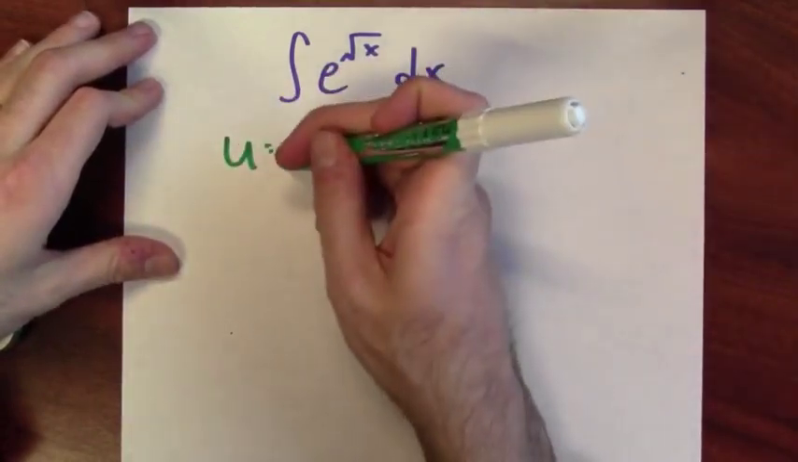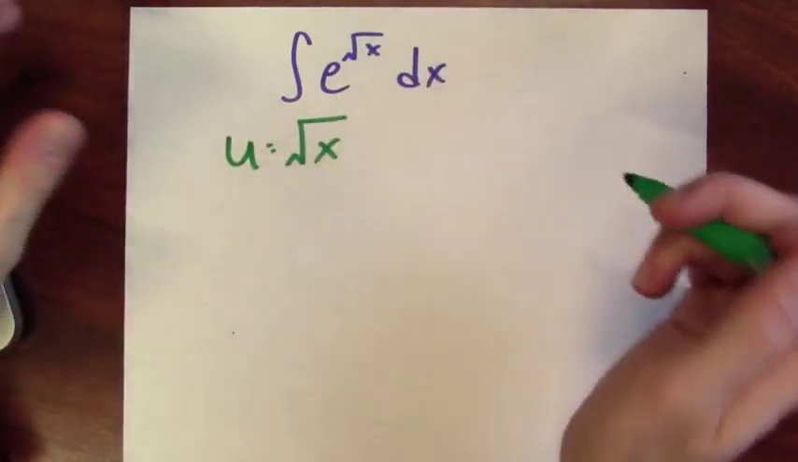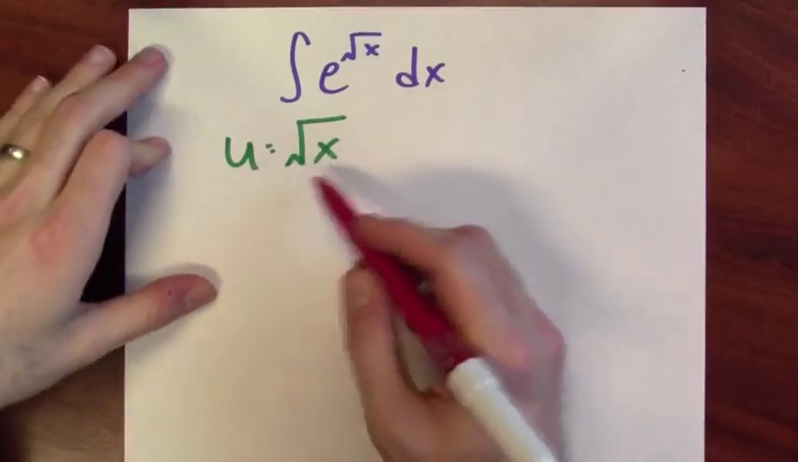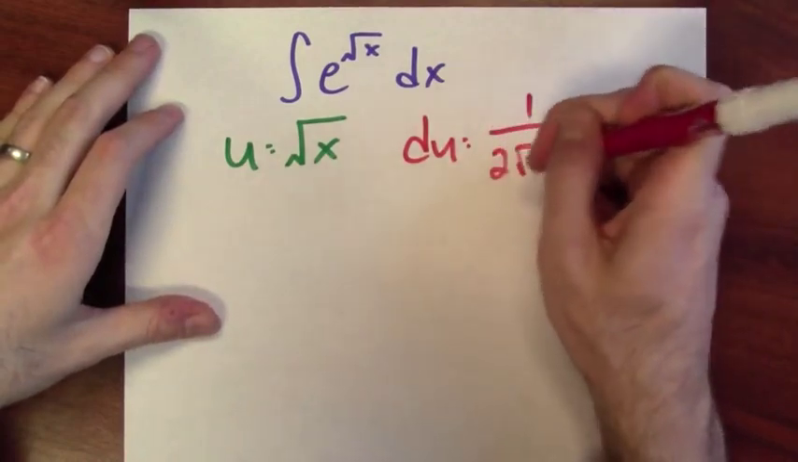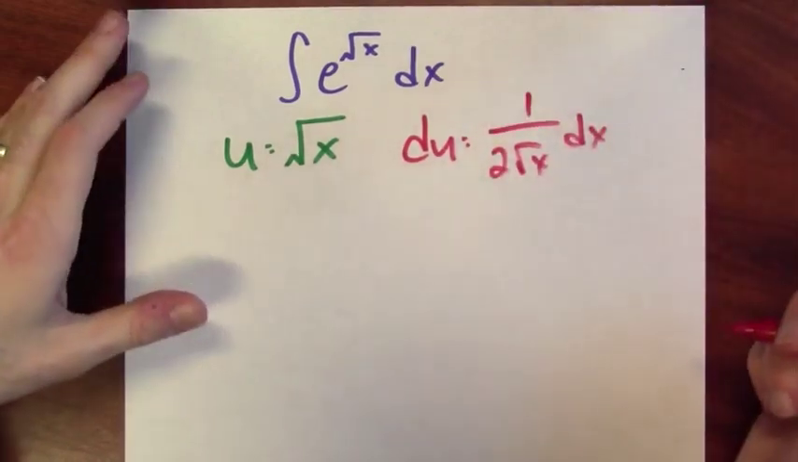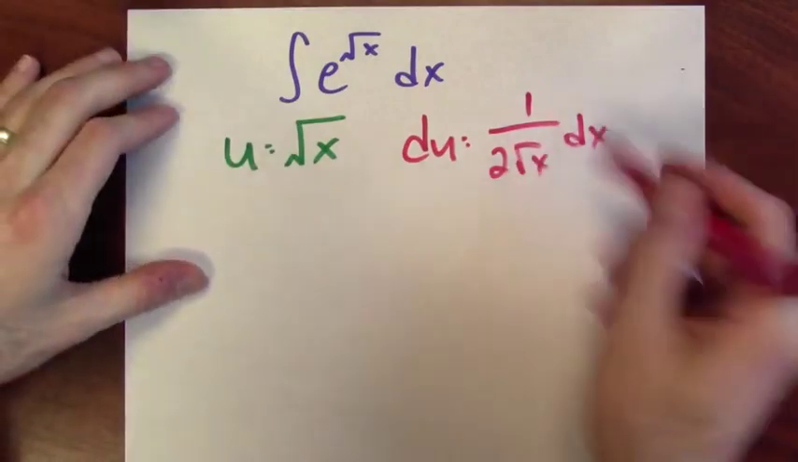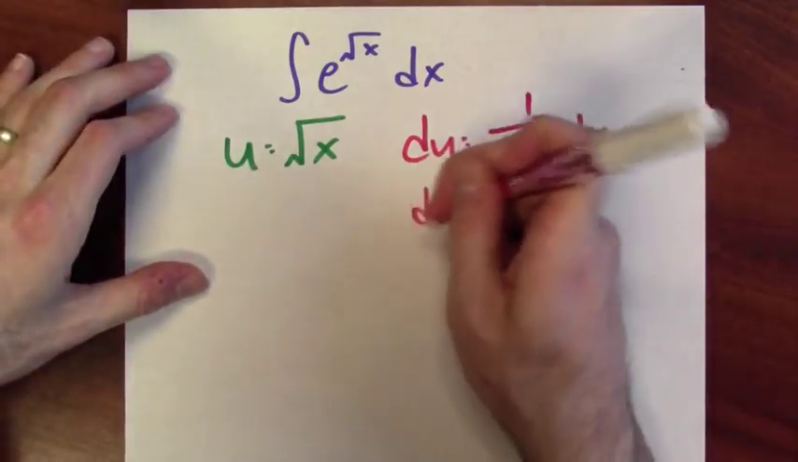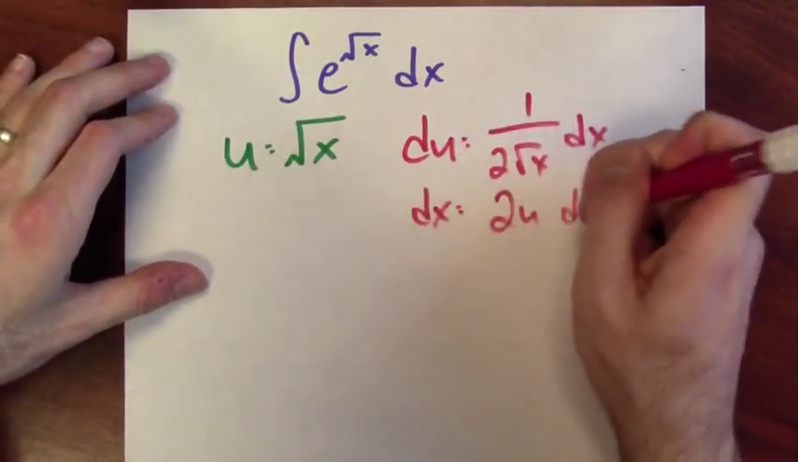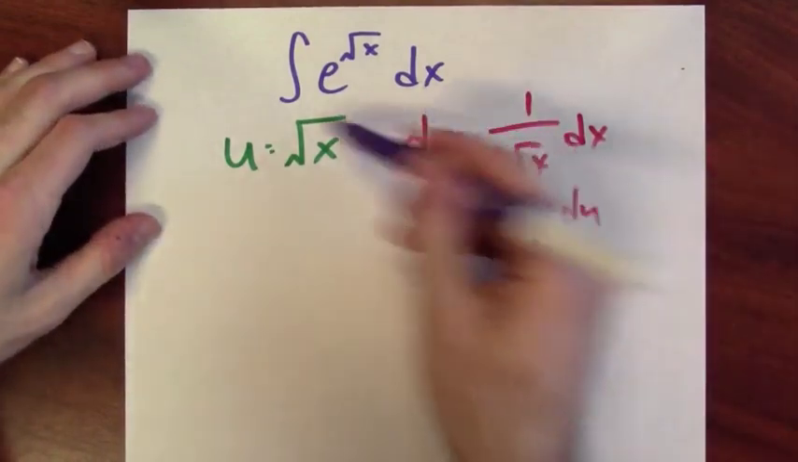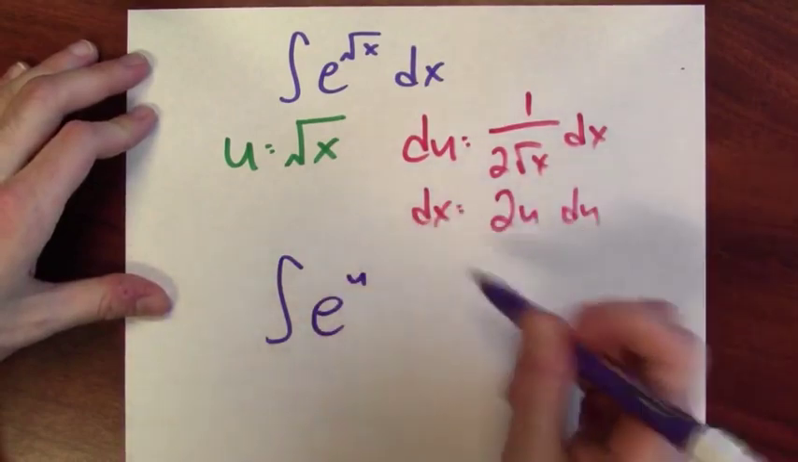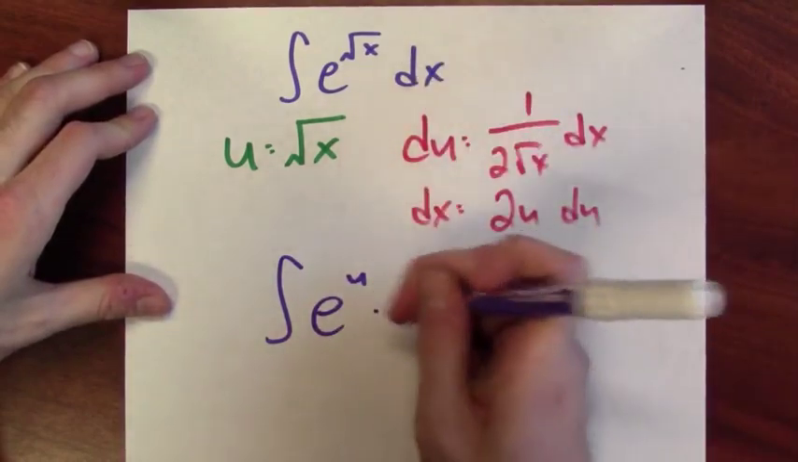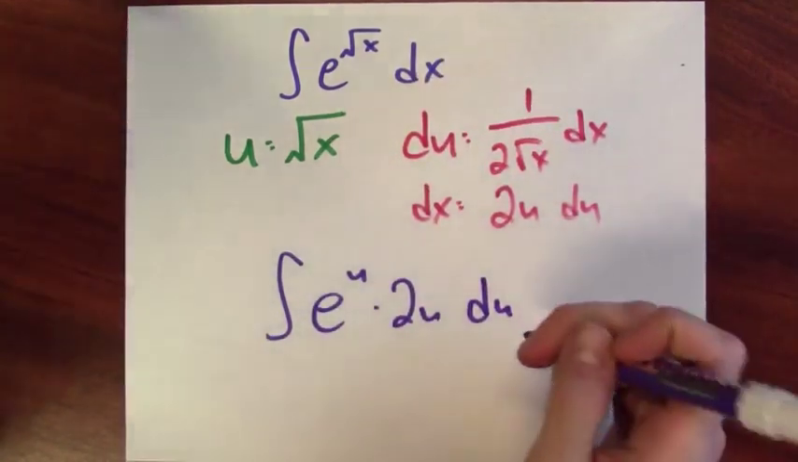Well, here's the substitution I'm proposing. Let's set u equal to the square root of x. How does that change the integral? If u is the square root of x, then du is 1 over 2 square roots of x dx. In other words, I could solve this and find that dx is 2u du. Now, what does that end up doing to the integral? Well, this integral then becomes the integral of e to the u, and instead of dx, it's now 2u du.